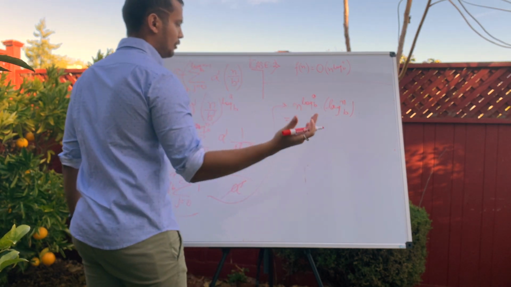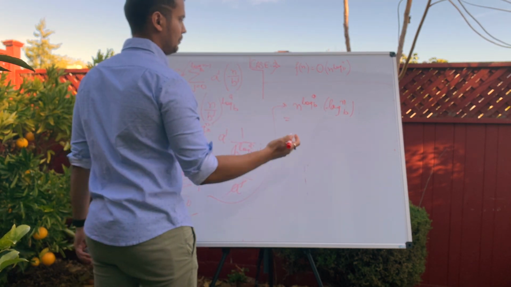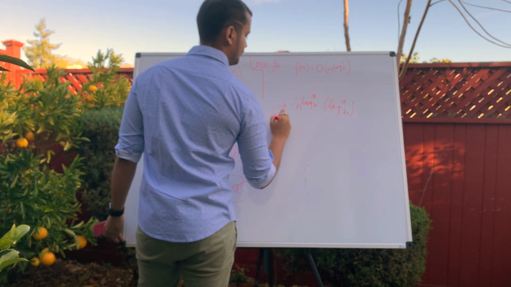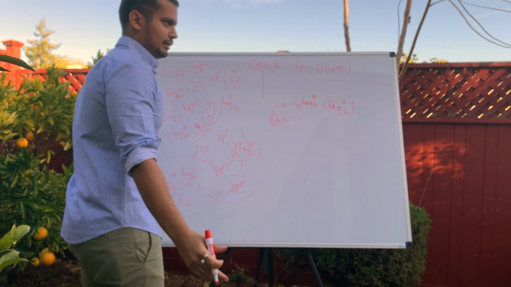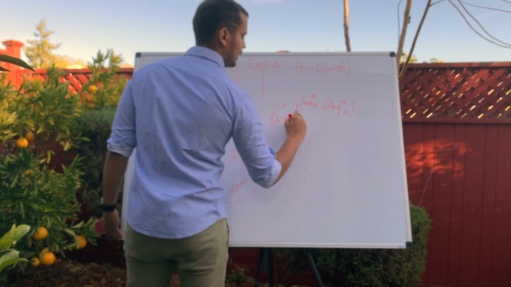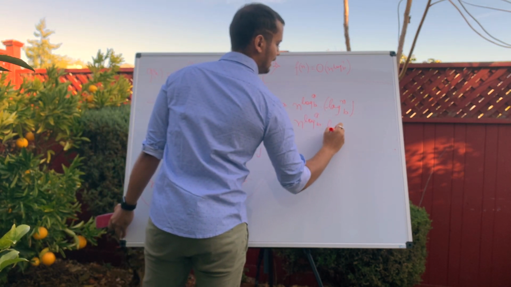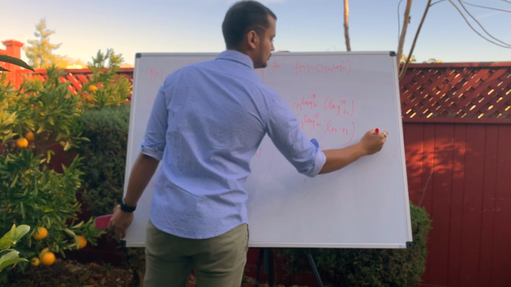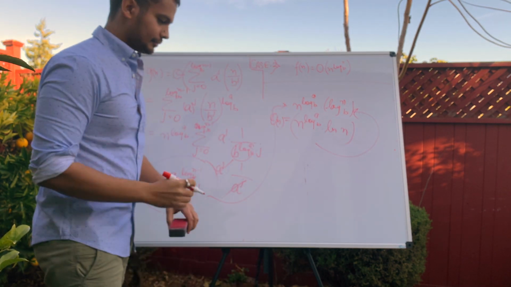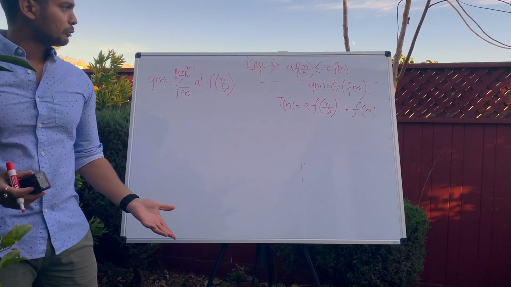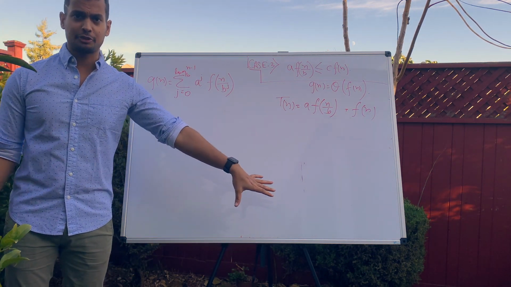So if you recall the second case of Master's theorem, the formula for that, or the time complexity for that, was n^(log_b a) log n. It's proved. Welcome to the last case of Master's theorem.